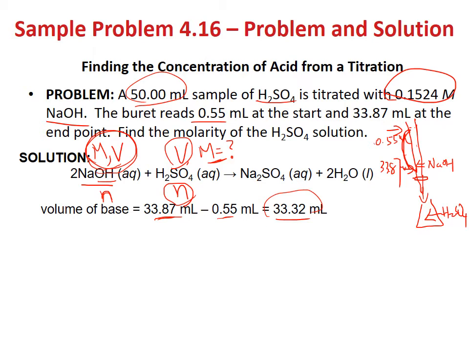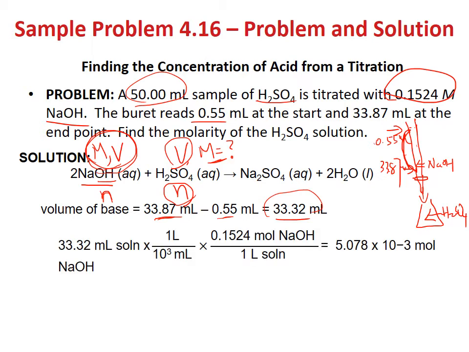Okay, so first calculate the moles of sodium hydroxide. We have the volume of added sodium hydroxide. Note that the volume is in milliliter. We change to liter, so it's 1 liter per 1000 milliliter. So milliliter cancel, give you liter. And then using the volume, we multiply by its molarity. Molarity is 0.1524 molarity, meaning moles sodium hydroxide per liter solution. So liter cancel, give you moles of sodium hydroxide.